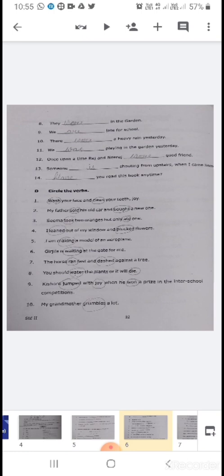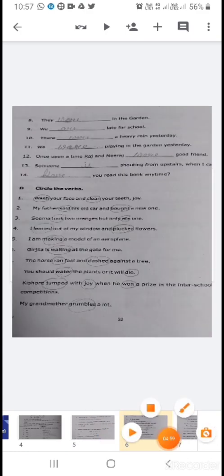Now 11th. So here we are again using were because as we know yesterday is used for the past and we is also for the plural. So we use were here. So we were playing in the garden yesterday.